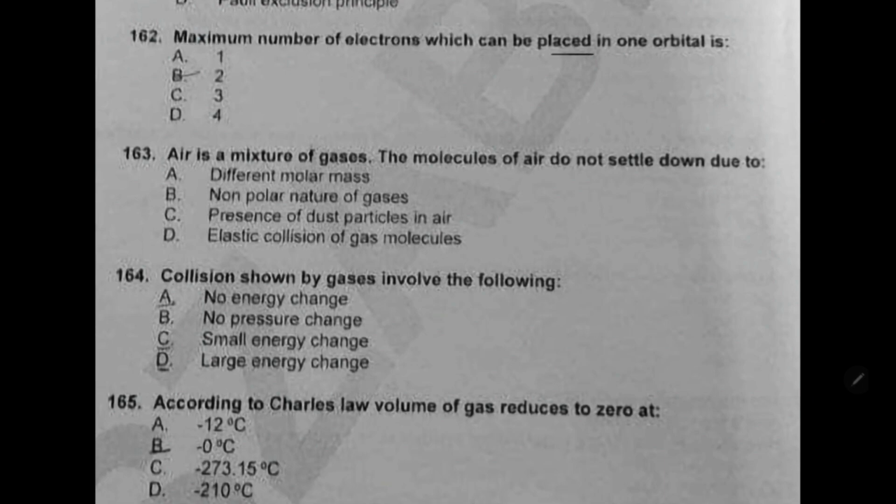Maximum number of electrons which can be placed in one orbital. So one orbital can accommodate a maximum of 2 electrons, that is choice B.